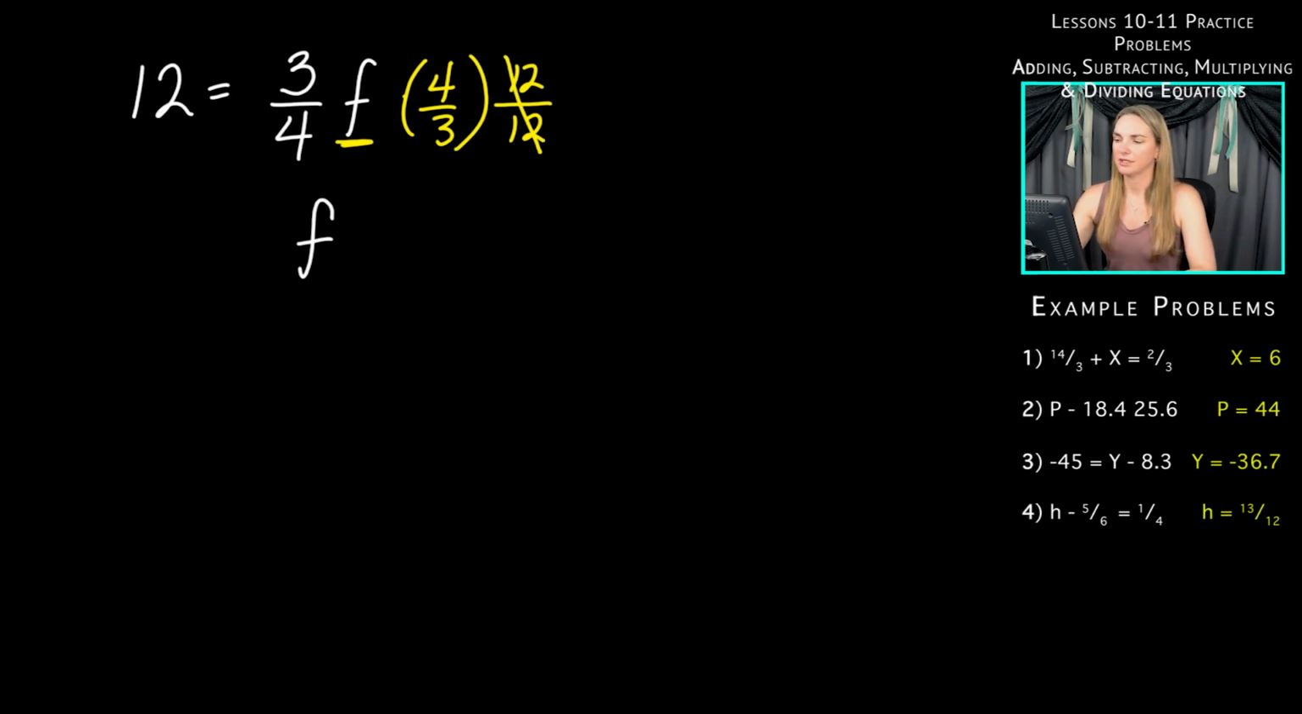Now, whatever I do to one side, I multiplied by the reciprocal, 4/3, I'm going to have to do to the other side. So on this side, I'm also going to multiply by 4/3. So this side canceled out.